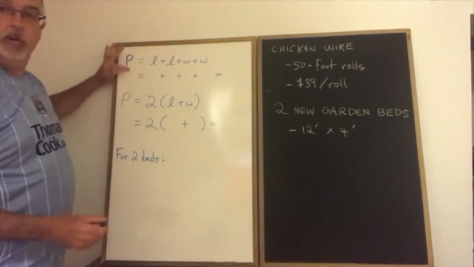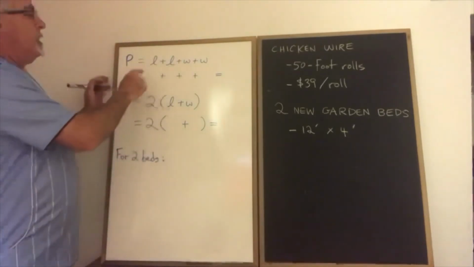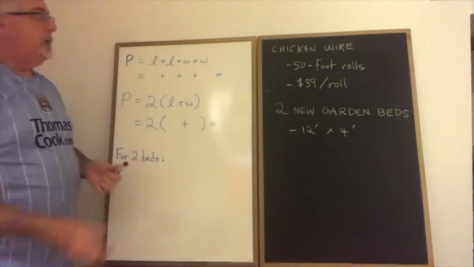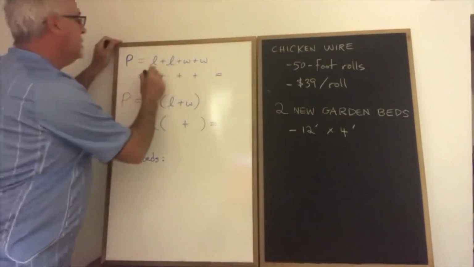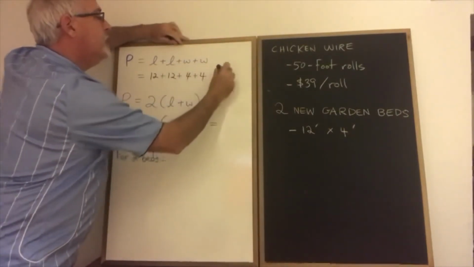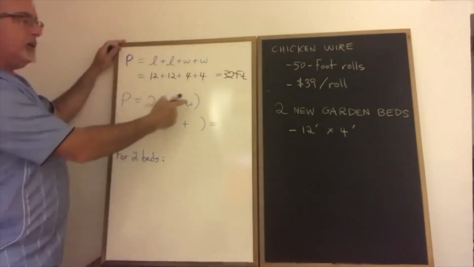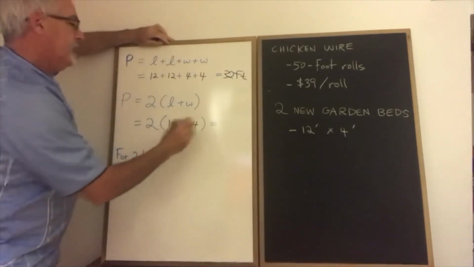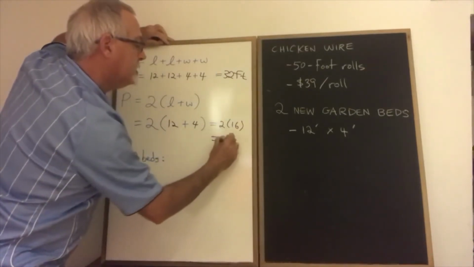We are using the perimeter of a rectangle formula, and I have two different versions of that formula. The perimeter of a rectangle is the length plus the length plus the width plus the width. So the long side plus the long side plus the short side plus the short side, that in this case is 12 plus 12 plus 4 plus 4, which is 32 feet. If we do it this way with this little shortcut formula, the length is the 12, the width is the 4, 12 plus 4 is 16, and of course the answer is still 32 feet.